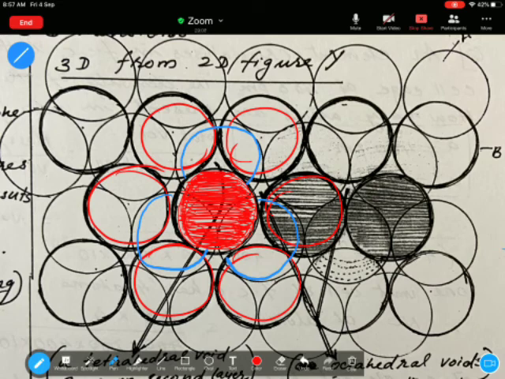This is the same case. So what we have shown here is A layer, B layer, A layer, B layer, or ABC, ABC, ABC. In both the cases, the coordination number is 12. Sorry, big ball coordination number is 12. So that's about the coordination number.